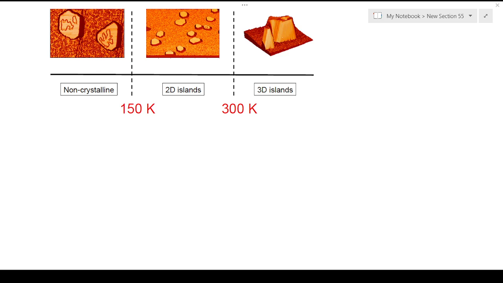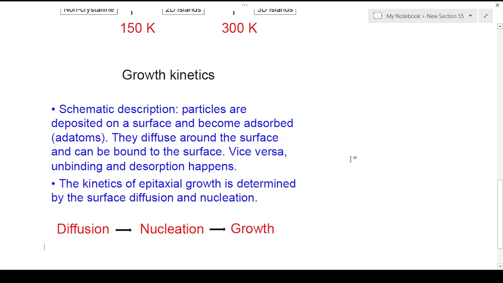Okay, so the three processes involved in the deposition of thin films are diffusion, nucleation and growth, as you can see here. So that's the three processes one can see over here. The particles are deposited on a surface and become adsorbed, and they diffuse around the surface and can be bound to the surface. Now we see how it happens. So we'll see a picture that is describing this process, as you can see here.